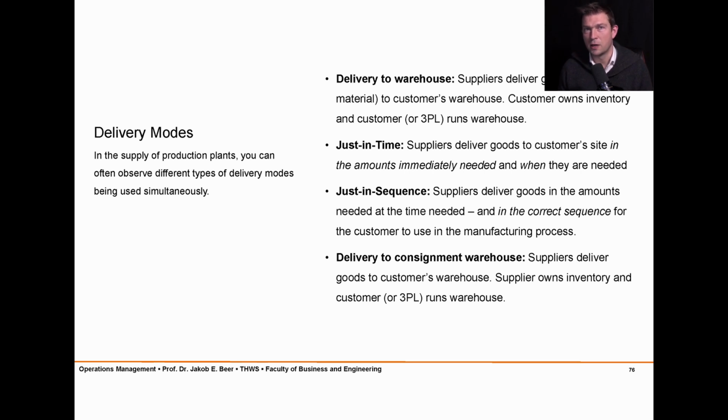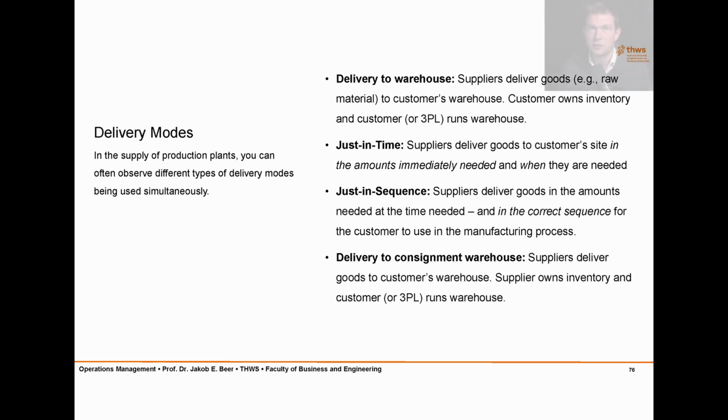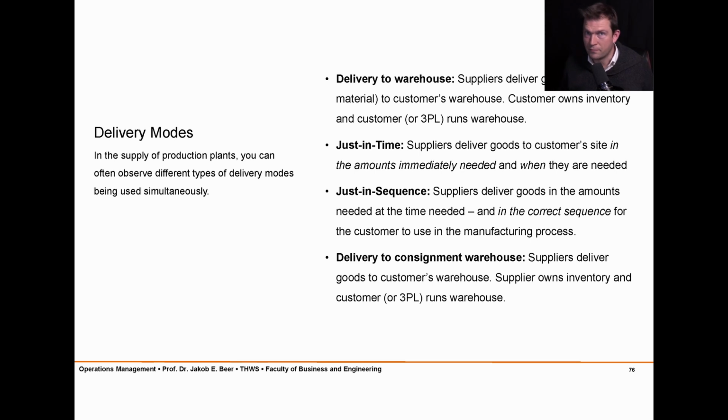Since consignment warehouses are great for customers, but not necessarily for suppliers, it is important to understand that the power balance between buyer and supplier plays an important role. If the buyer is more powerful than the supplier, consignment warehouses are an option. If the supplier is more powerful, he would probably reject the idea. Each of these delivery modes has its place in supply networks. Often, companies employ a mix of these strategies to meet the diverse needs of their operations.